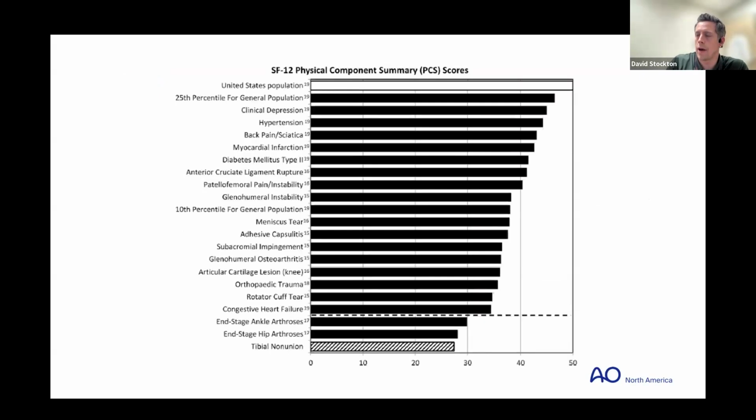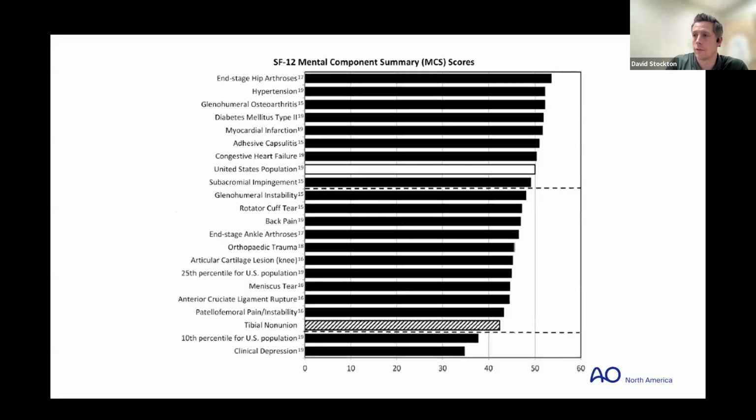This is quite an impactful figure here. You can see that tibia non-union has a worse physical component summary than many orthopedic conditions, including end-stage arthritis, but also worse than some medical conditions such as congestive heart failure and clinical depression. Similar findings for the mental component summary score.